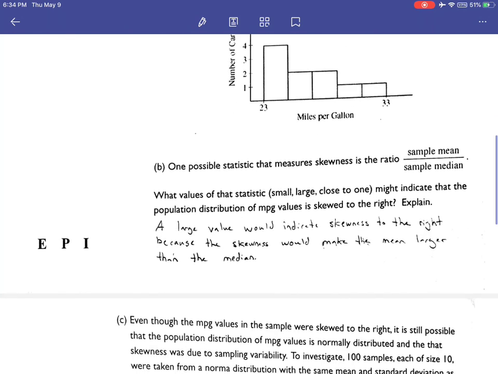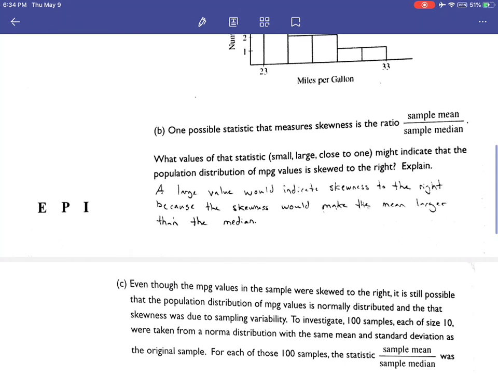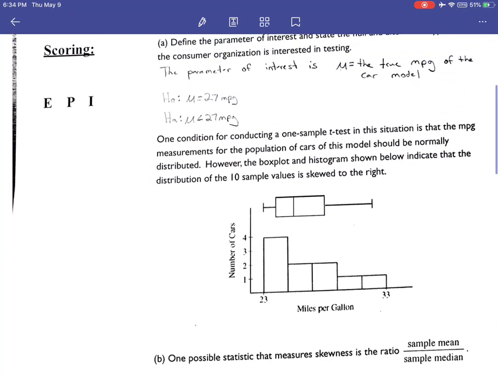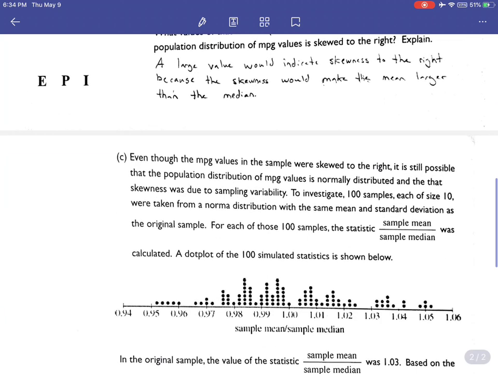I time myself when I do this too, to kind of put myself in your shoes when you're on the test, right? So you want to make sure you're writing concisely and make sure everything's clear, right? I answered that. Everything I needed to put was in one sentence there for part B.